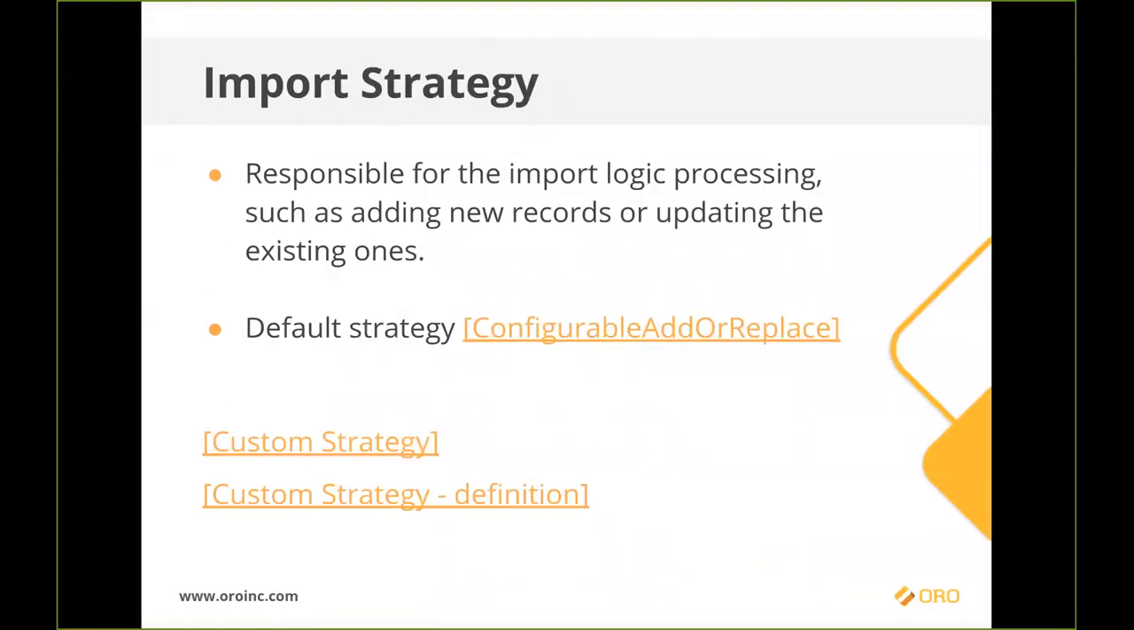So when we think about import, we have the CSV file. We read every row of the CSV. We convert it to the multi-dimensional array with the data converter. We denormalize it to the object, and then we have the strategy. So we have the object already, with the field properties from the CSV row, and what to do with it. By default, we'll be using the configurable add or replace strategy.